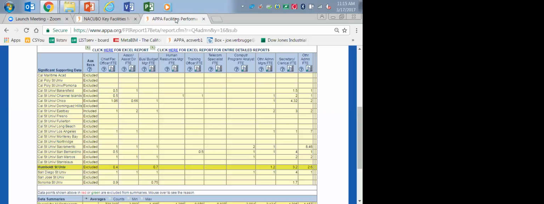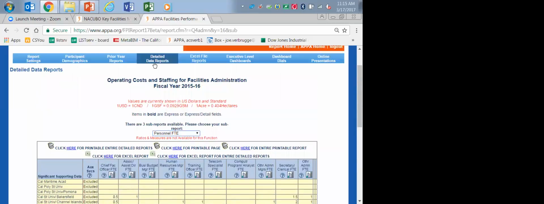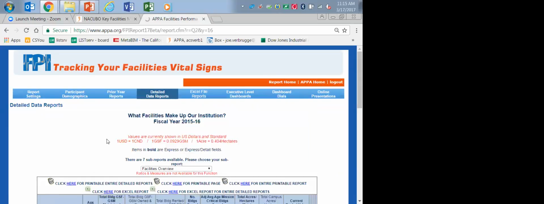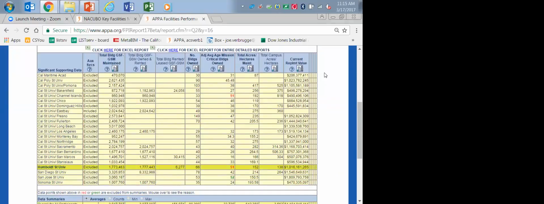Right. But I think the space data is in this as well, if you back out and go to what facilities make up our institution. Well, that's what triggered me to ask this question, because SFDB deals in ASF and fluctuates, versus usually your facility reports, which have both GSF and ASF and that efficiency for the building. And that usually doesn't change unless you report it through a different system than SFDB.